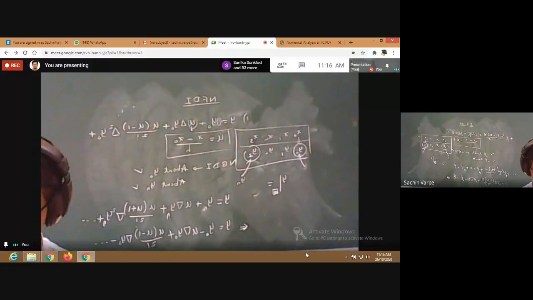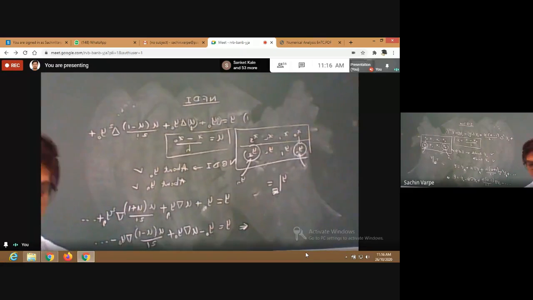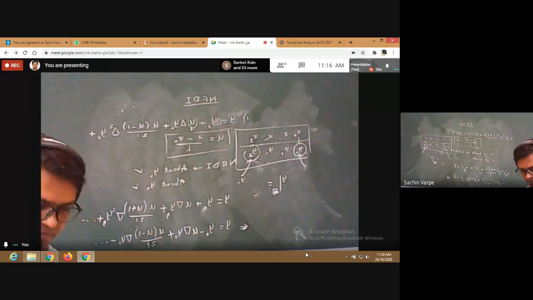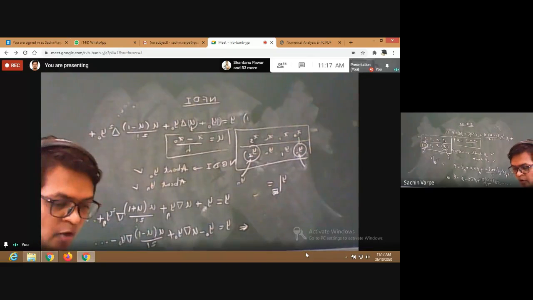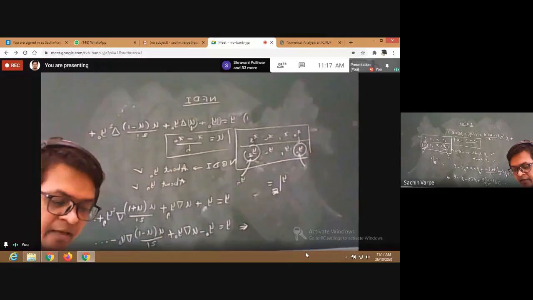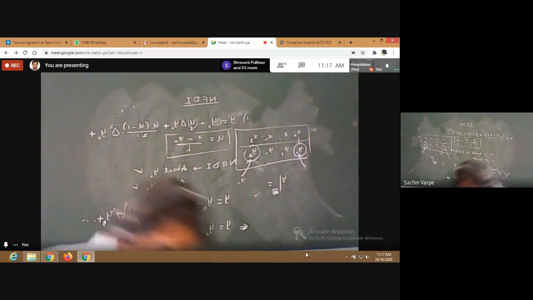So let us try one more example. Can you try your own? I'll just dictate the example, you don't need to write in detail. I'll share that example, but just try to solve. Find a polynomial using the points. You can directly write the points. Write down.